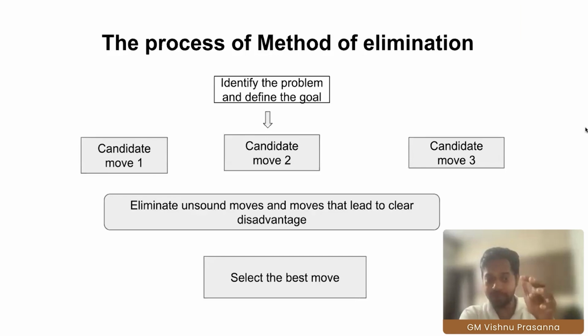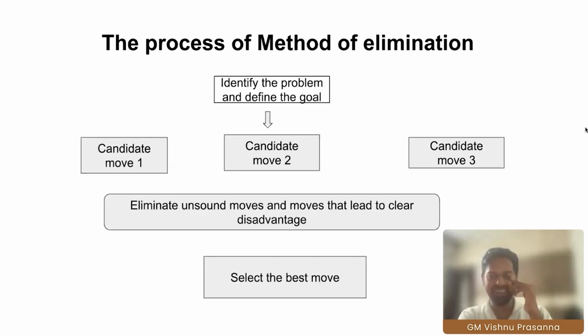This step allows us to pick candidate moves. It might be 2 candidate moves, it might be 3, it might be more, but usually 3 is a good number. It's a more common number, I would say, in most positions, right? It's hard to find more than 3 candidate moves in many positions, and when there's only 1 candidate move, it's a forced move, so you don't have to worry about it too much. Once we identify the candidate moves, the next step would be to eliminate unsound moves and moves that lead to clear disadvantage.